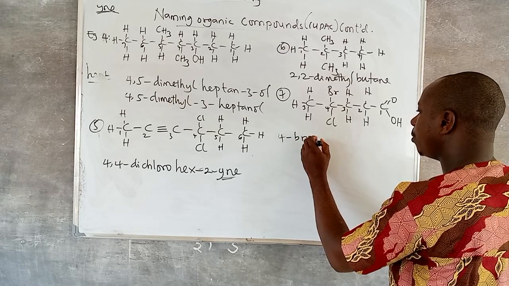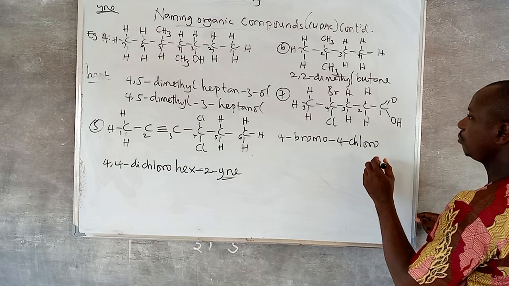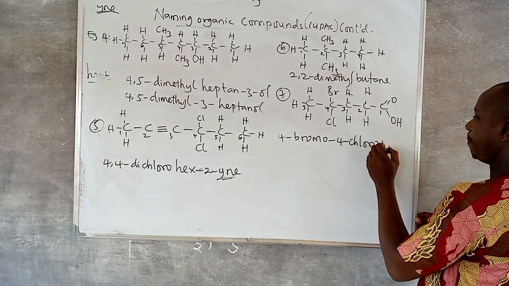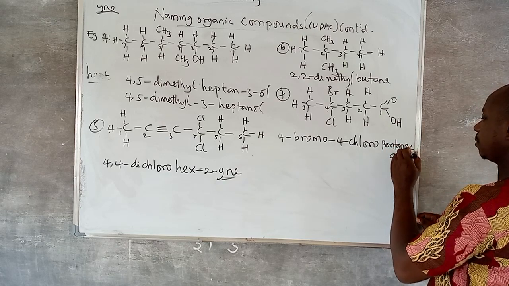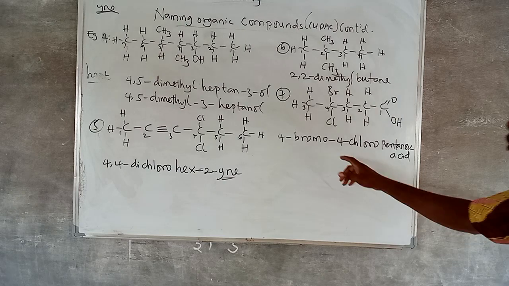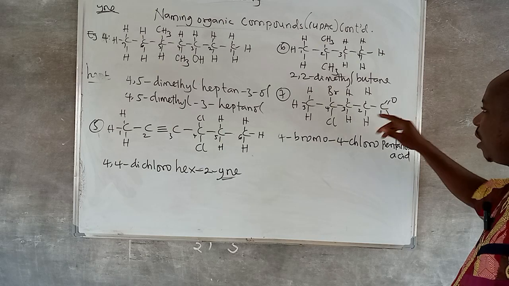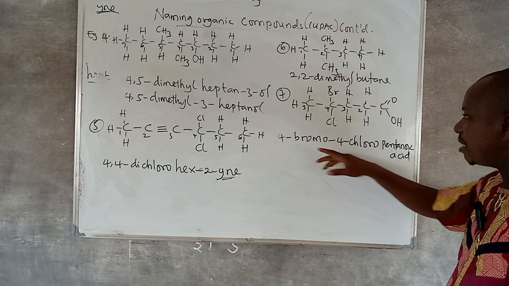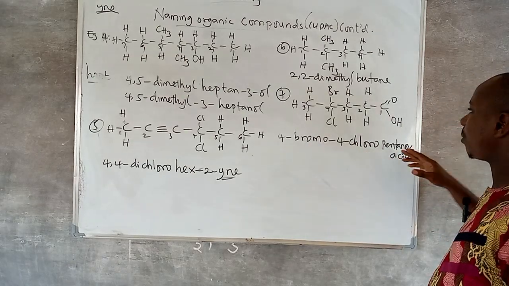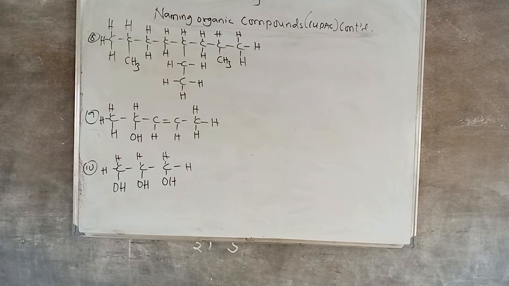4-bromo, 4-chloro, pentanoic acid. Check it again: 4-bromo, 4-chloro, pentanoic acid. Pent because the carbon chain is 5. Carbon number 4 has a bromine group. Carbon number 4 has a chlorine group. So we name it 4-bromo, 4-chloro, pentanoic acid. That is a very good example of the rule of alphabet. Watch out for other examples.